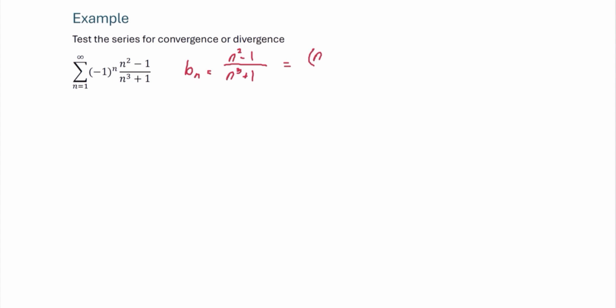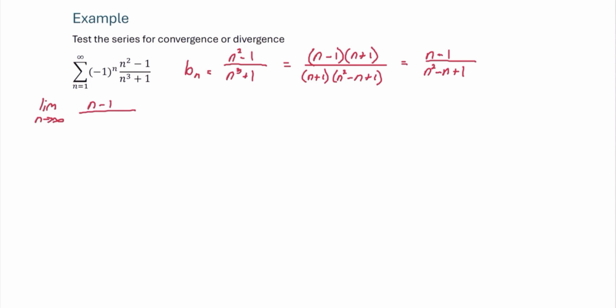Notice that we can factor the numerator. It's a difference of squares. And we can also factor the denominator. It's a sum of cubes. So simplifying this, we get n minus 1 divided by n squared minus n plus 1. Next, we need to show that the limit as n approaches infinity of n minus 1 divided by n squared minus n plus 1 is 0.